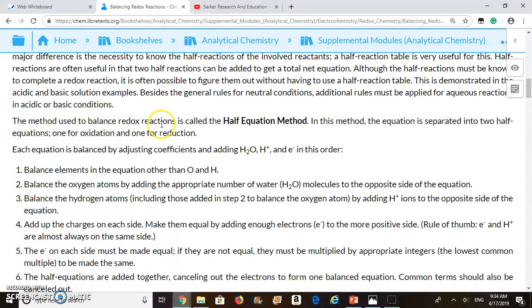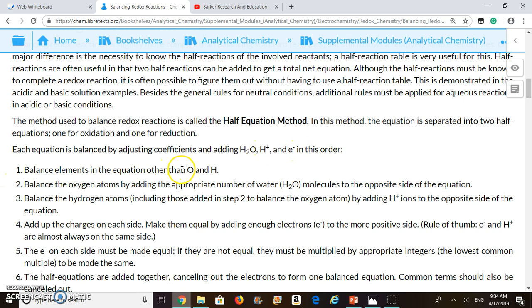So the method used to balance the redox reaction is called the half equation method. In this method, the equation is separated into 2 equations, one for oxidation and one for reduction. And you really do not need to know at this step which one is what. That can be figured out later. And then each equation is balanced by adjusting coefficients and adding water, proton and electron in this order.